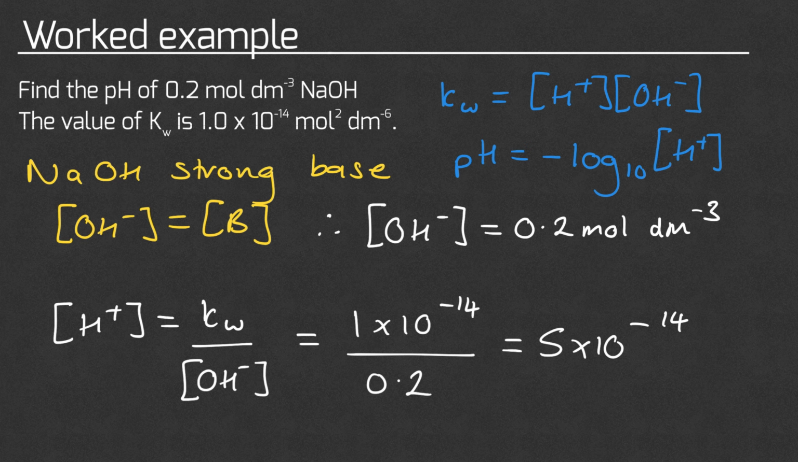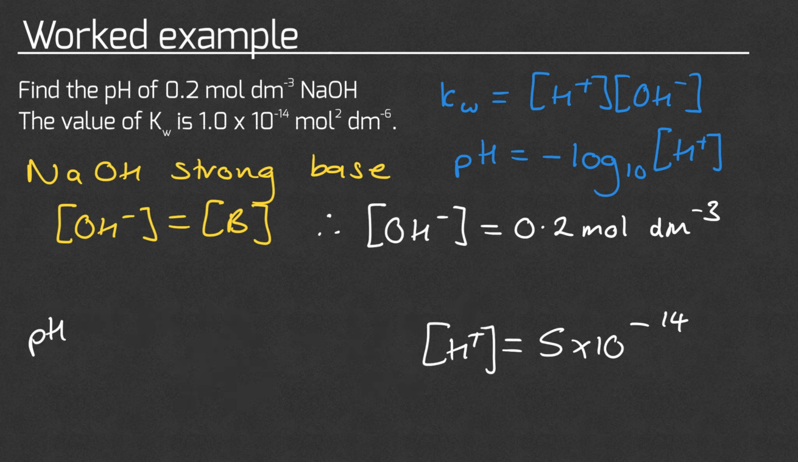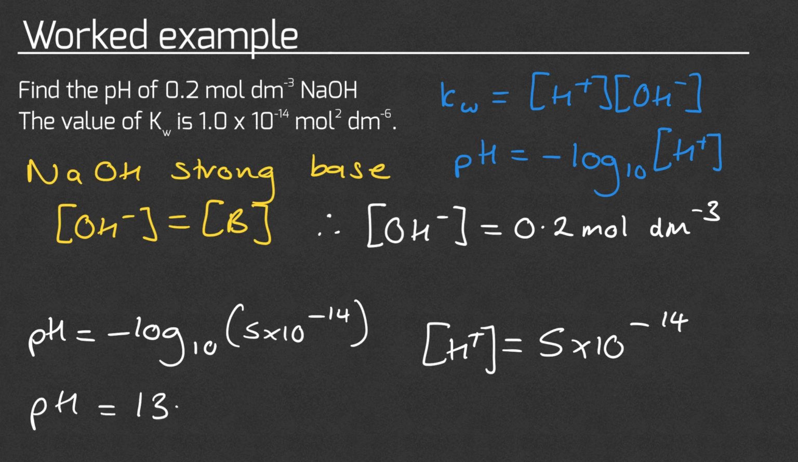Now we've worked out the concentration of hydrogen ions, all that's left is to put that concentration into our pH equation. Once we've subbed that in, we'll put it into our calculator, making sure to give our answer to 2 decimal places. So the final answer is a pH of 13.30.